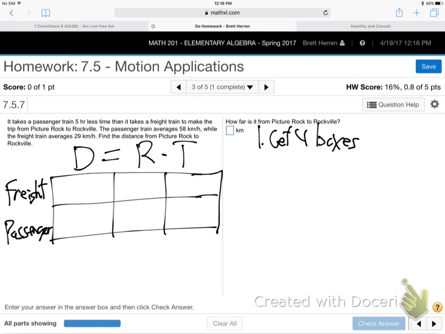So less times. So what do we do with this 5 hours less time? What do we always do in any word problem when they go 5 less, 5 smaller, 5 shorter? Subtract. X minus 5. Totally.